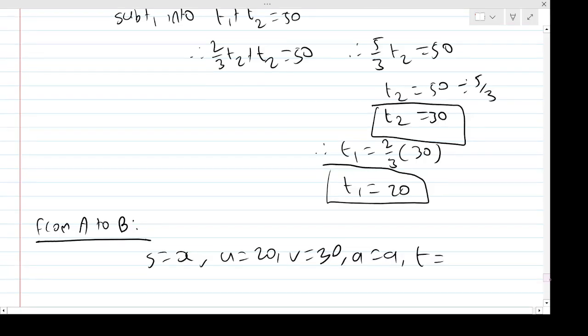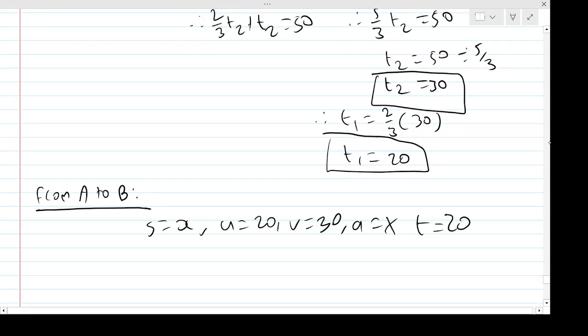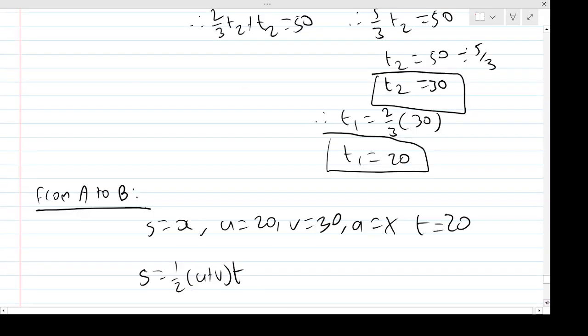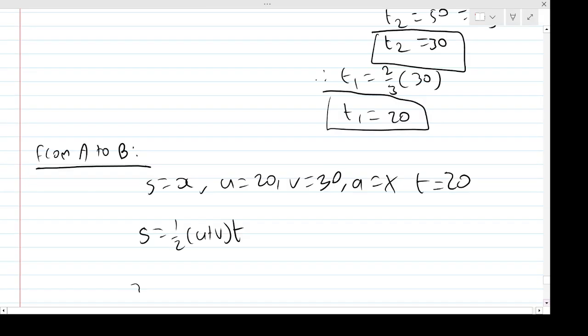But T is T1, which is 20, right? So again, as we just saw, the time from A to B is now 20. That was T1. Actually, I don't care about A, but anyway, what formula can I use? With S in, I can use this formula here: S is a half U plus V T. So X for S, so X is going to be a half of 20 add 30 times 20.